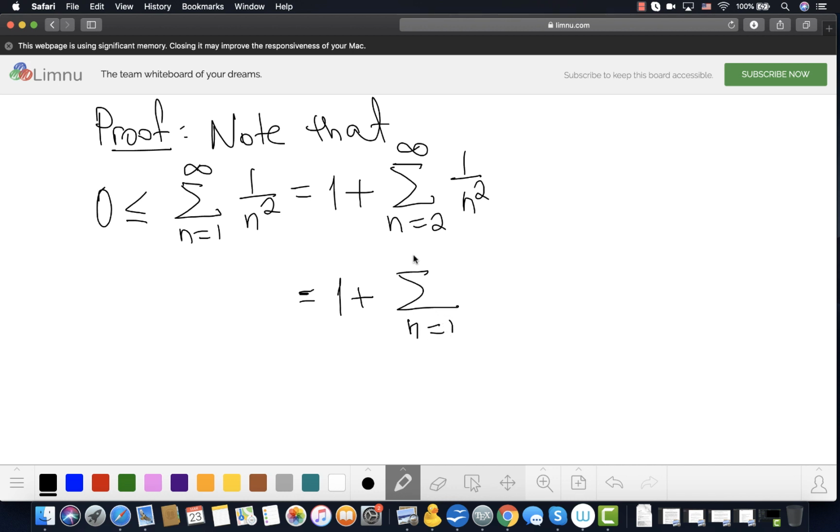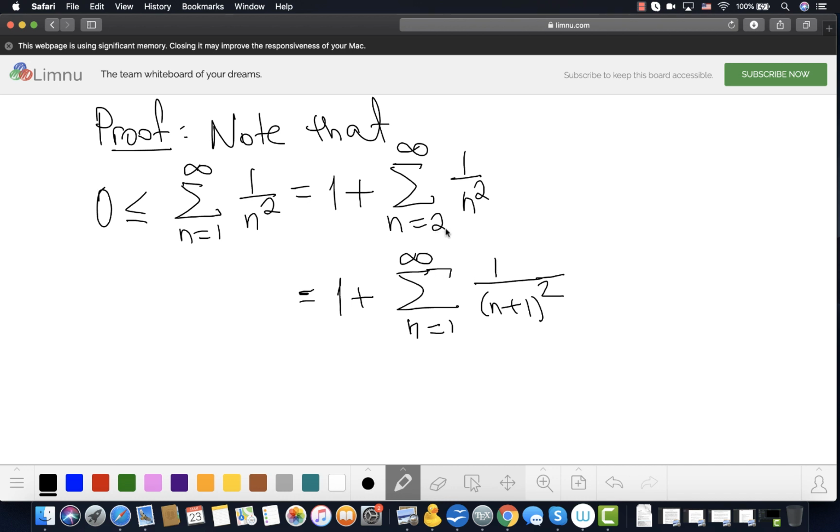The sum from n goes from 1 to infinity of 1 divided by (n plus 1) squared. Okay, so how do I go from this line to this line? Well, this is just shifting an index. If I shift the lower index to 1, so I have to start at 1 now instead of at 2, then I have to upshift this n to n plus 1, right? So that's the general rule of shifting an index.